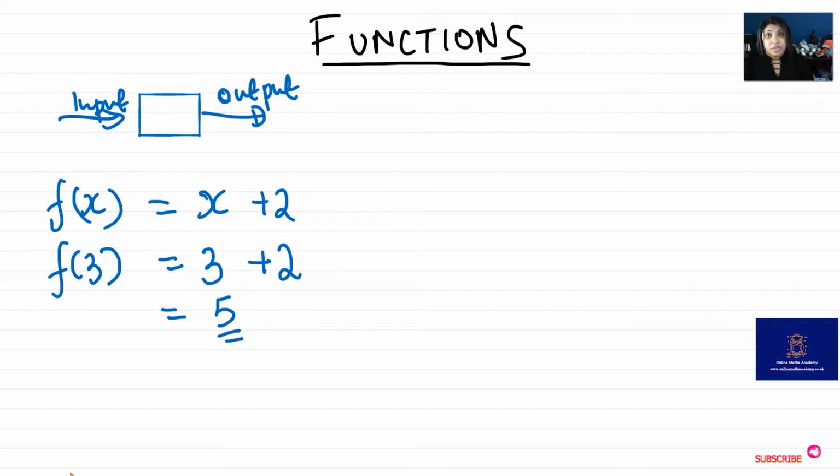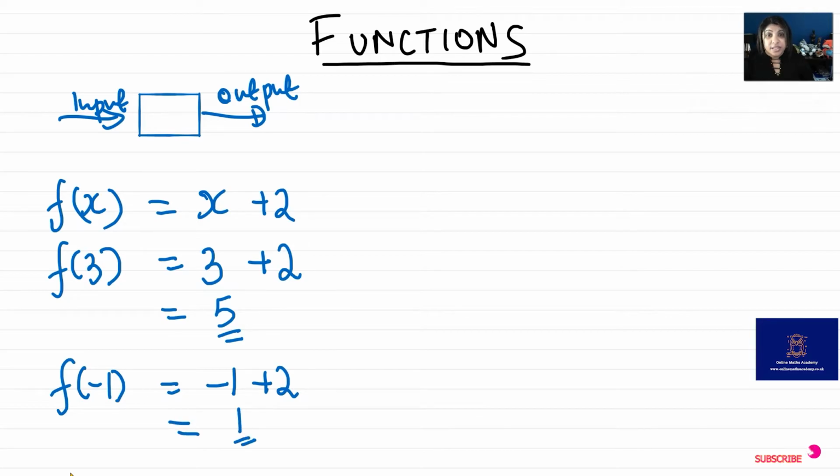So let's say I want to give it a different value. Let's say I want f(-1). Well, what will happen? My function will take -1 and add 2 to it. So my output would be 1.